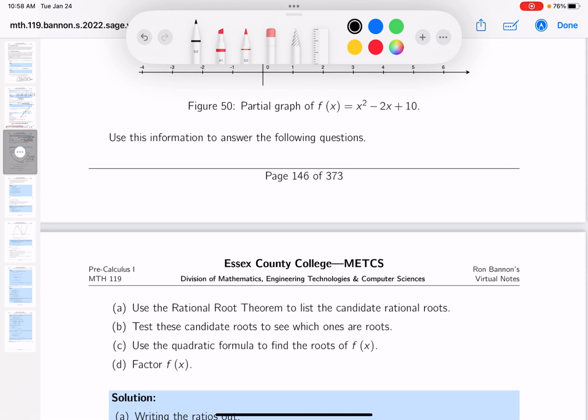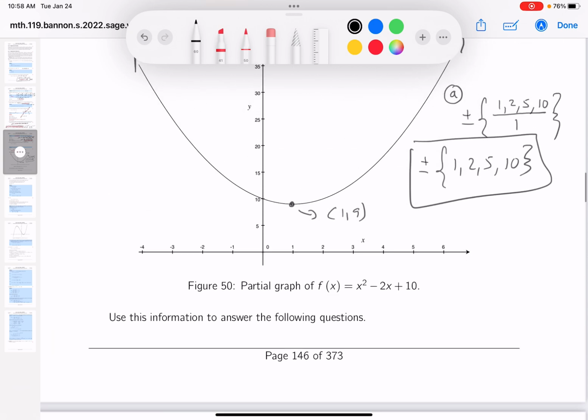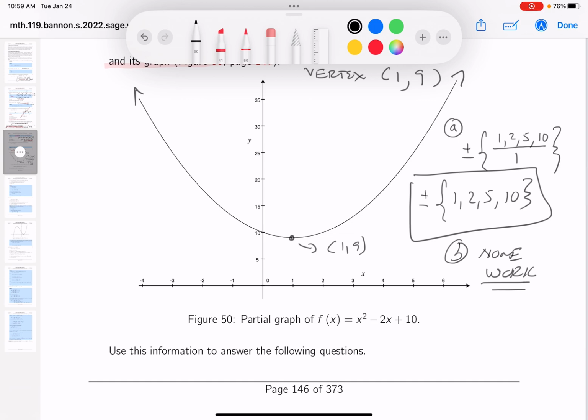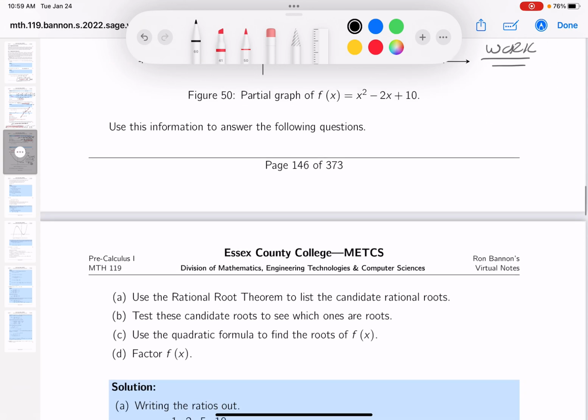Let's go to letter B. Test the candidate roots to see which ones are roots. The bottom line is, looking at the picture, I would say for B, none. None work. Now someone says, how do you know that? Did you test them? No, I know that by looking at the picture. So f of 1, f of minus 1, f of 2, f of minus 2, f of 5, f of minus 5, f of 10, f of minus 10, none of them are going to produce 0, so none work.